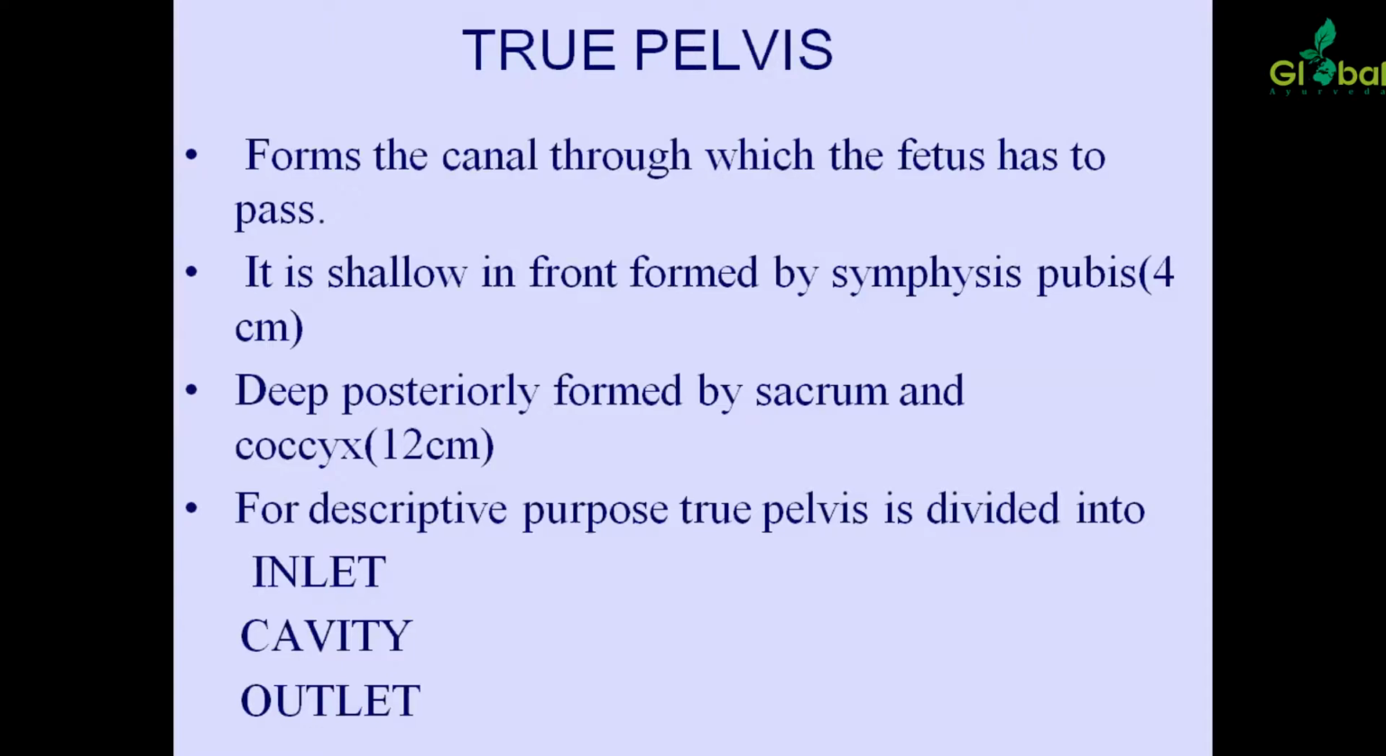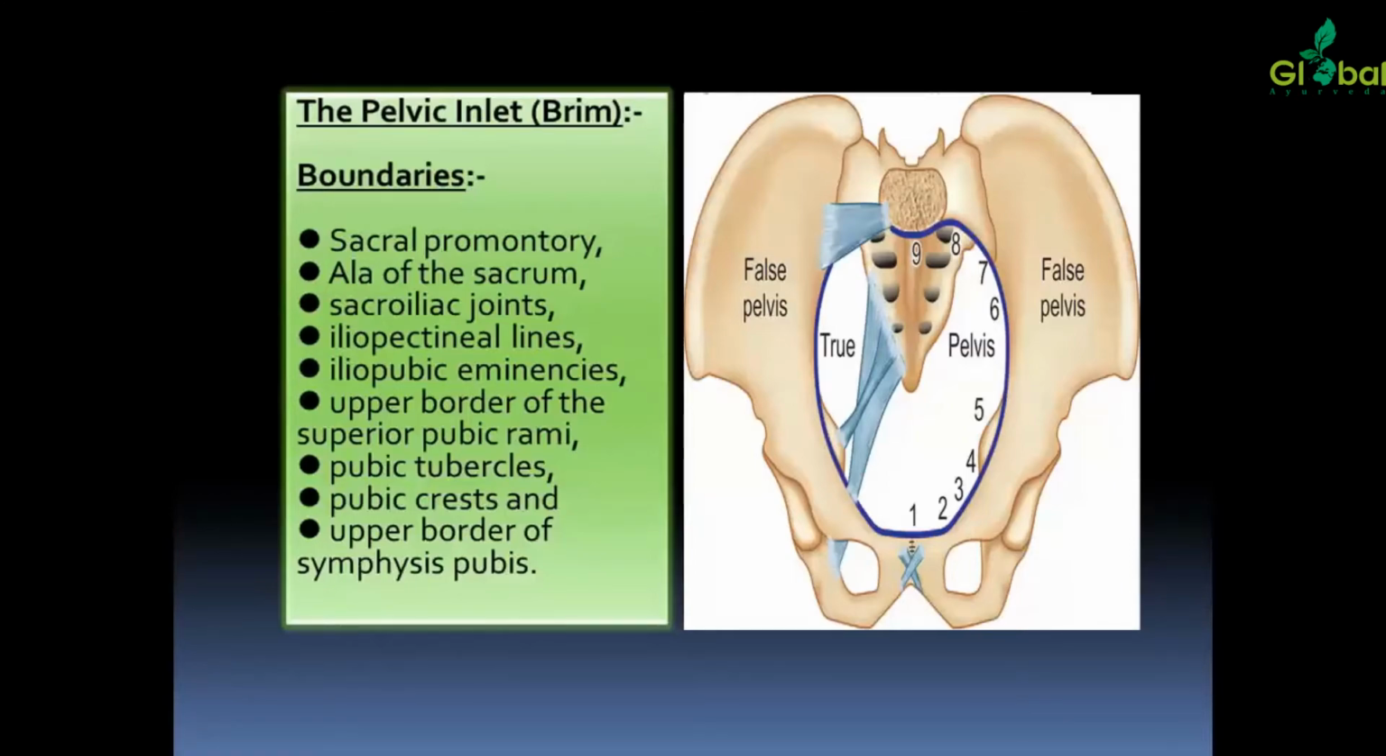True pelvis means it forms the canal through which the fetus has to pass at the time of labor. It is shallow in front and is formed by the symphysis pubis, and posteriorly it is deep and is formed by the sacrum and coccyx. For descriptive purposes, the true pelvis is classified into inlet, cavity, and outlet. The pelvic inlet, otherwise known as the brim, consists of landmarks. These landmarks are formed mainly by the upper part of the symphysis pubis, pubic crest, pubic tubercle, iliopubic eminence, iliopectineal line, pectineal line, sacral ala, and sacral promontory.